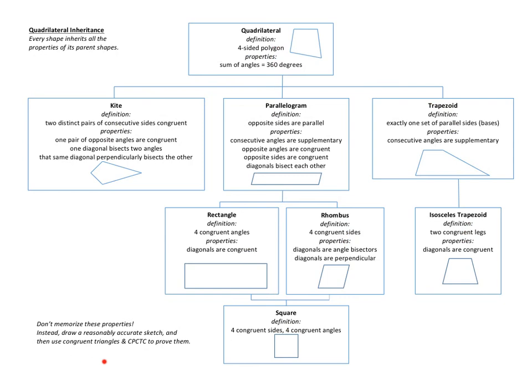And I have one message down here that I want to highlight, and my advice to you is not to try to memorize these properties. As long as you can draw a reasonably accurate sketch, then you can use congruent triangles and CPCTC to show these properties are true. So don't feel compelled to memorize this chart, rather try to understand it.